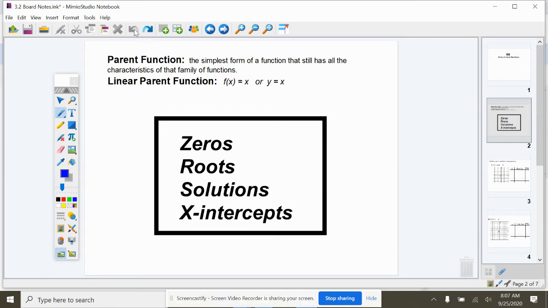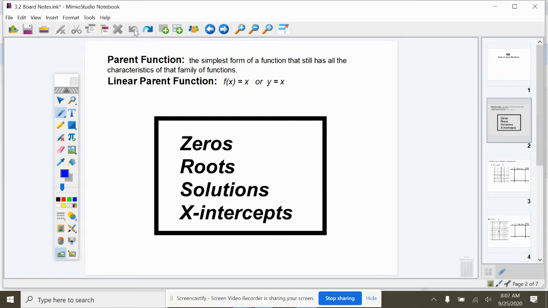But for the most part in algebra, you can interchange these words. So if I ask you to find a zero, that's the same thing as asking you to find a root or a solution or an x-intercept. The problem is, especially on things like the STAR test, is that they tend to switch between these words.